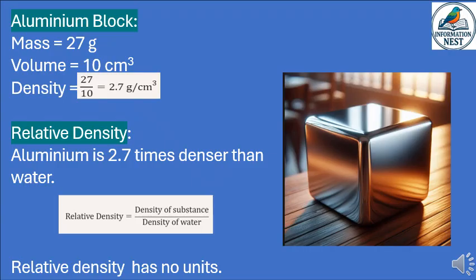Why did the aluminium block sink in water? Because it did not want to float around the facts.